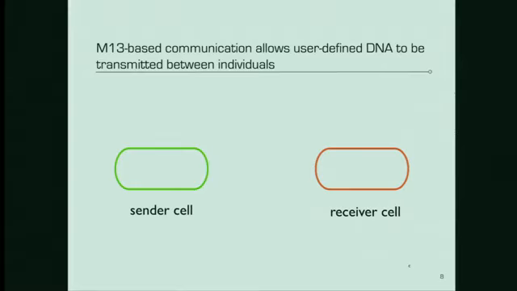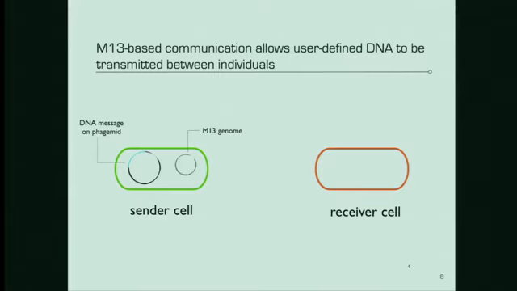So in M13 cell-cell communication, we have 2 major cell types: sender cells in green and then receiver cells in red. Your sender cell contains a user-defined DNA sequence that's been placed onto a phagemid, and it also contains the M13 genome. The M13 genome here is present to provide the phage gene products. And a phagemid is simply a plasmid that contains a specific DNA sequence that allows the phage gene products to package the phagemid DNA instead of the M13 genome.